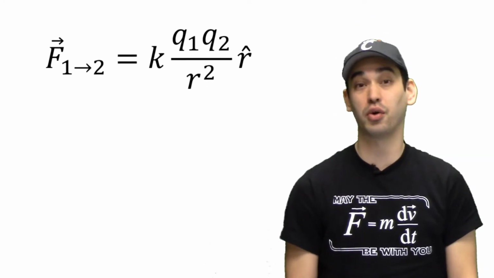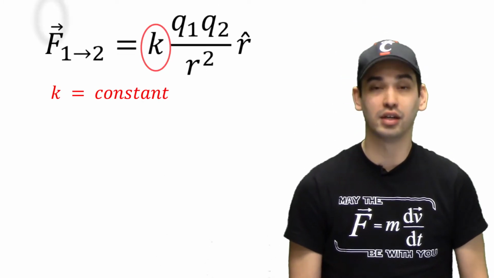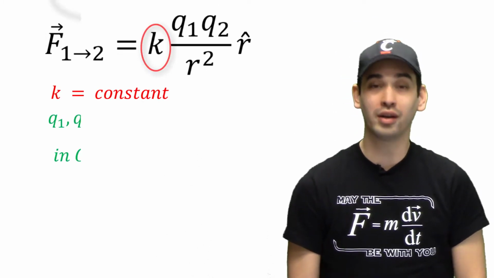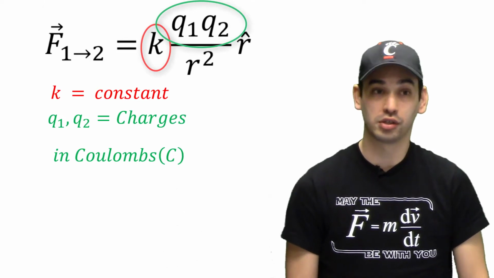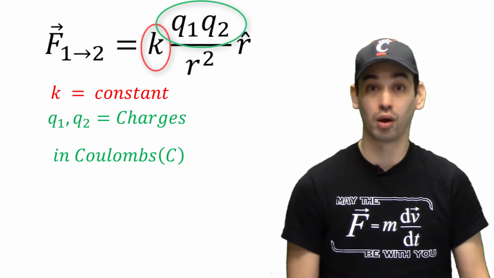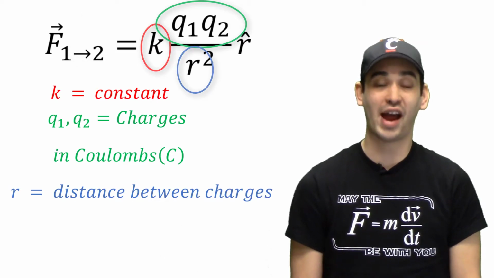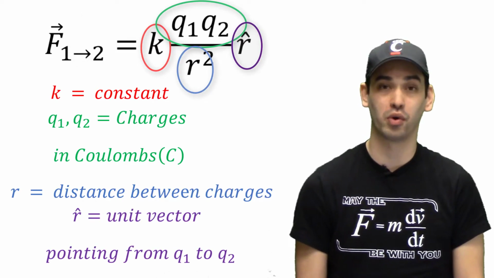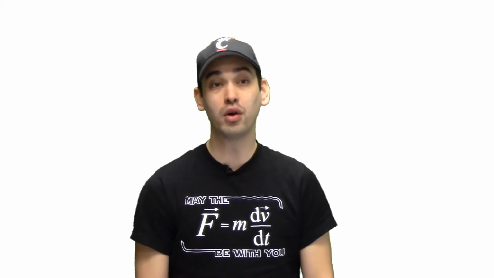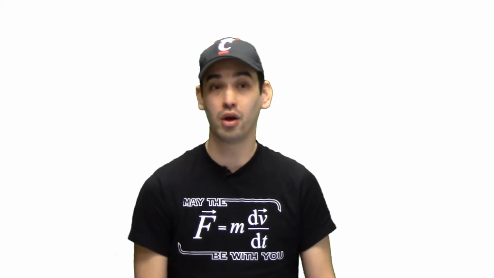Now let's break down this equation even more. K is some constant. Q1 and Q2 are charges, which are measured in coulombs. R is the distance between the two charges, and R hat is a unit vector that points from one charge to another charge. Now, if I know what the force is that charge 1 acts on charge 2, what can I say about the force that charge 2 acts on charge 1? I'll give you a hint. Our old friend Newton might have something to say about it.